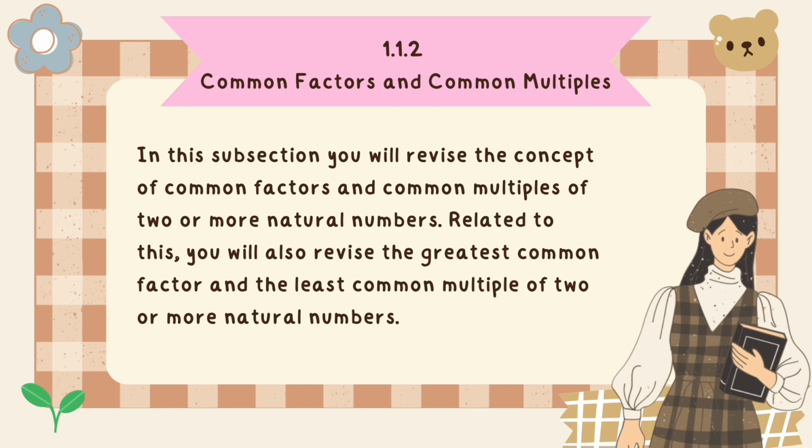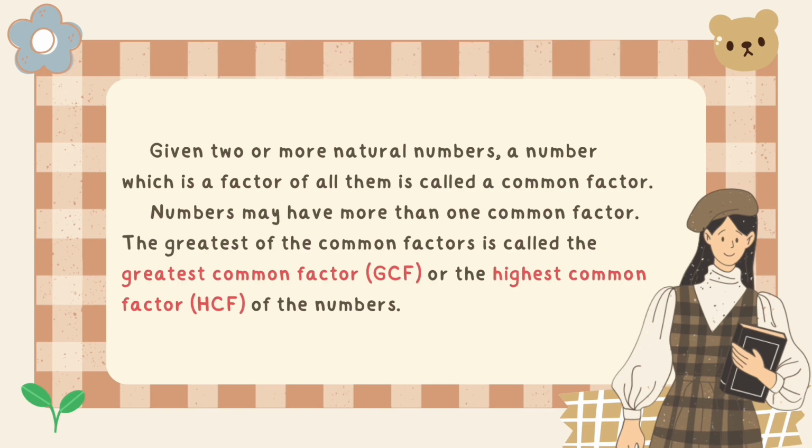1.1.2 Common factors and common multiples. In this subsection, you will revise the concept of common factors and common multiples of two or more natural numbers. Related to this, you will also revise the greatest common factor and the least common multiple of two or more natural numbers. Given two or more natural numbers, a number which is a factor of all of them is called a common factor. Numbers may have more than one common factor.